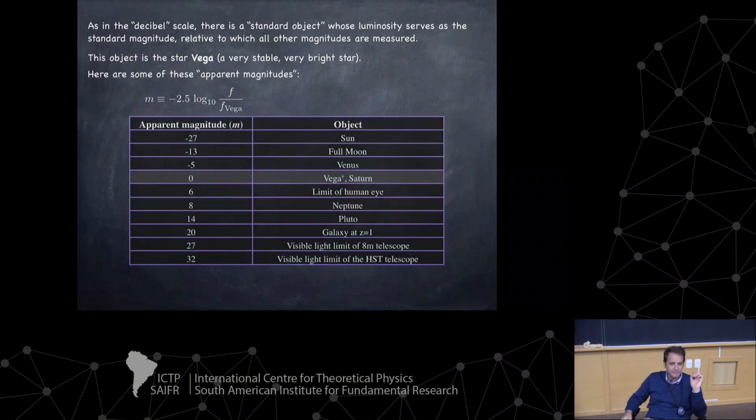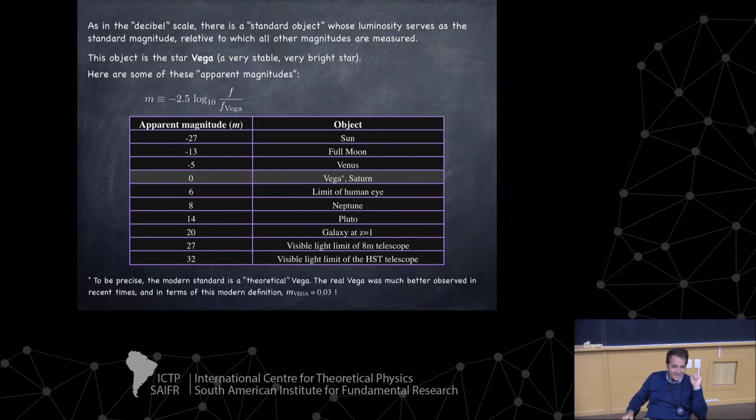Okay, so let's just review here some magnitudes, okay? Remember, because of the minus sign here, it is the other way around. High magnitude means very faint, and negative magnitude means very bright objects. So here are some apparent magnitudes of objects that you may know. If you look at the sun, that's an apparent magnitude of minus 27. So it's about 27 divided by 2.5 orders of magnitude brighter than the Vega star.